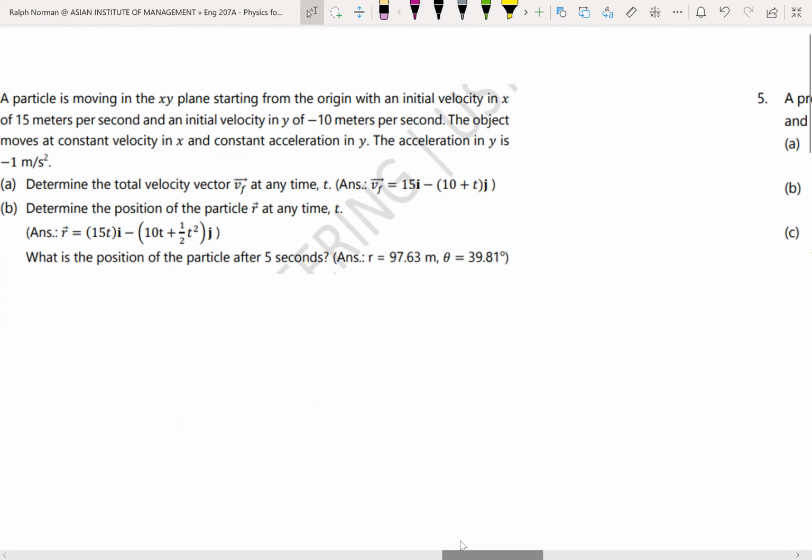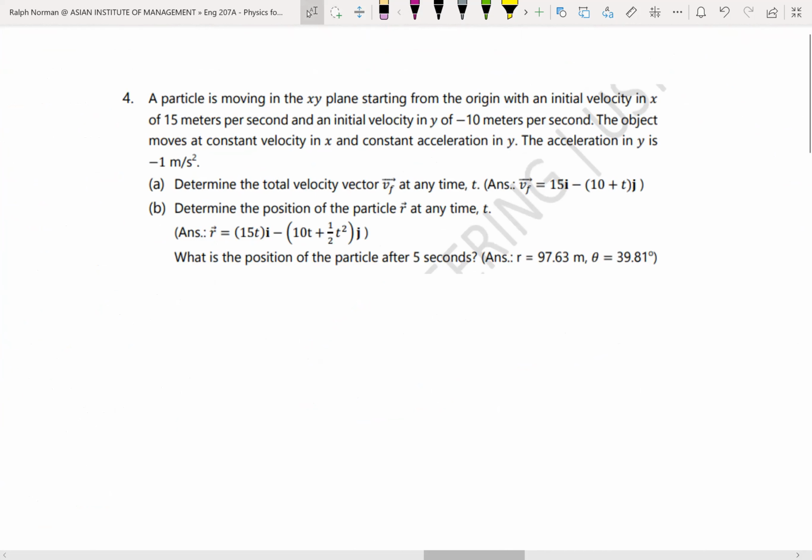I believe it's kind of tricky because you're dealing with velocity vectors. It's moving at the same time, so both x and y axis. Okay. A particle is moving in an xy plane, starting from the origin with an initial velocity in x of 15 meters per second and an initial velocity in y of negative 10 meters per second. Now the object moves at constant velocity in x and constant acceleration in y. The acceleration in y is negative 1 meters per second squared.